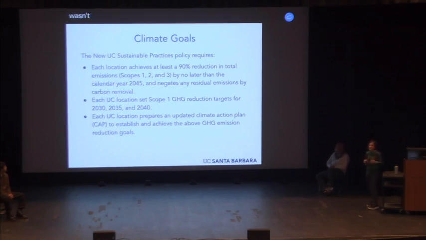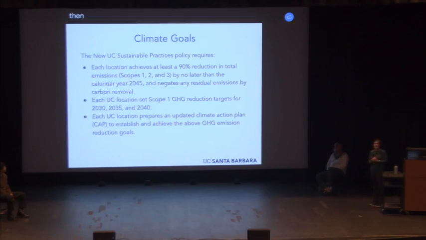But it wasn't focusing enough on direct action, and students really pushed a lot of faculty to move away from offsets. So in July, the new policy came out and focused on direct reduction, a 90% direct reduction in scope 1, 2, and 3. It expanded scope 3 to include business travel and waste by 2045.